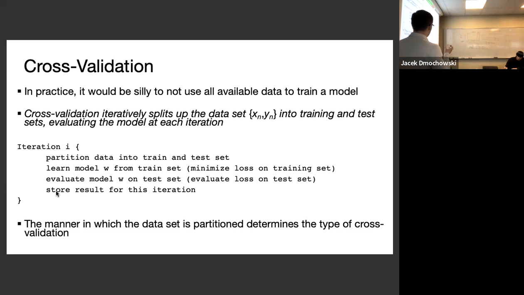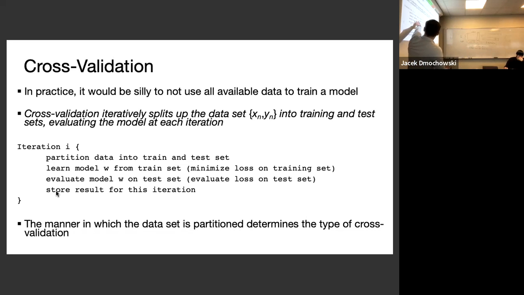The idea is that you split up your data into what are called folds. It's like folding a page into 3 or 5 or 10 sections. I've given you the pseudocode here. There's a fixed number of iterations, so if you have 5 folds, you'll have 5 iterations. You have a random assignment between what goes in the training and what goes in the testing.